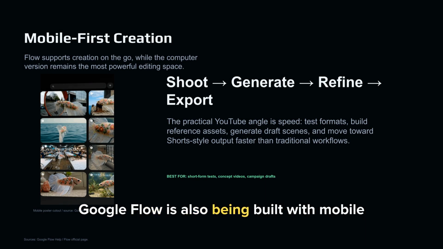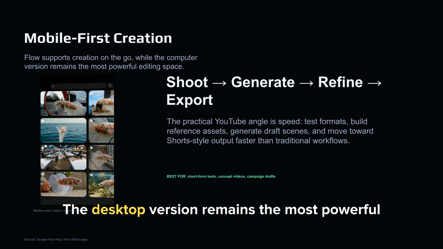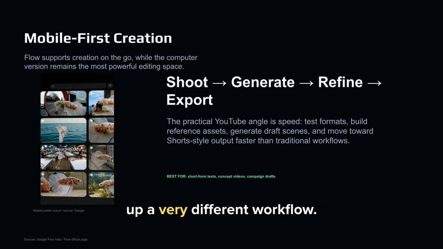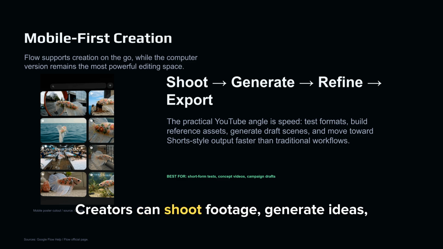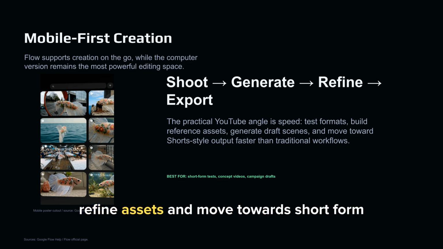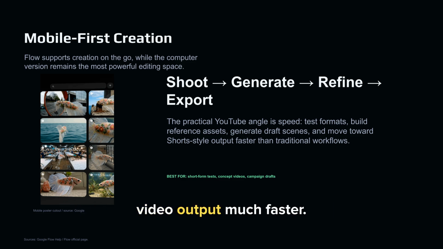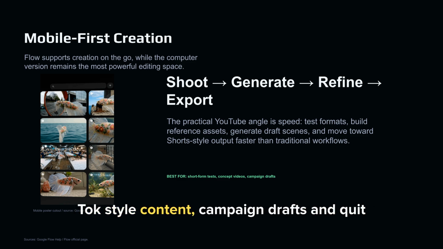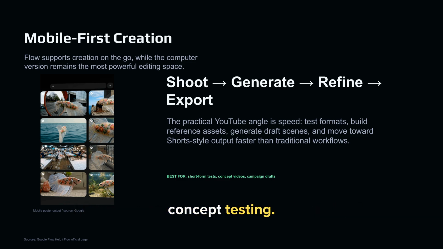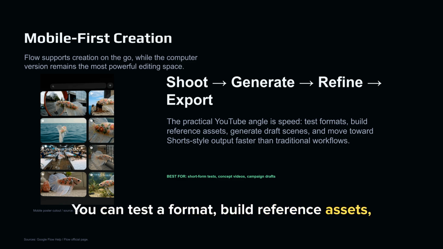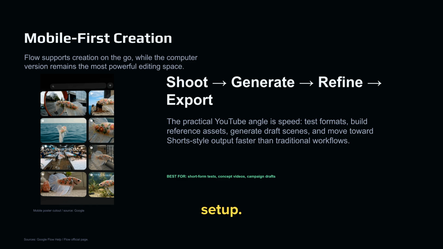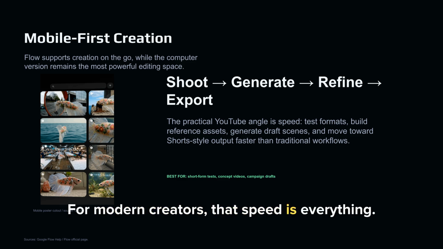Google Flow is also being built with mobile creation in mind. The desktop version remains the most powerful editing environment, but mobile support opens up a very different workflow. Creators can shoot footage, generate ideas, refine assets, and move toward short-form video output much faster. This matters especially for YouTube Shorts, TikTok-style content, campaign drafts, and quick concept testing. The practical value is speed. You can test a format, build reference assets, generate a rough scene, and prepare content for publishing without needing a full studio setup.